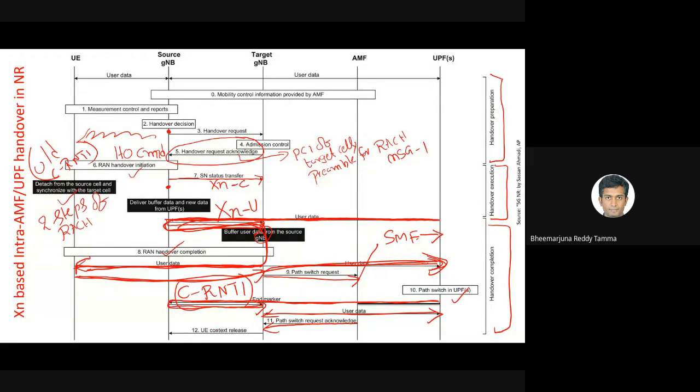Finally, we are releasing the UE context information from the source gNB. That way, even though I said it is a break before make, the break before make is happening only in the wireless. But if you look at the source gNB and target gNB, you are not actually doing break before make. Here you are doing make before break at the gNB level, but at the UE level, you are doing the opposite.